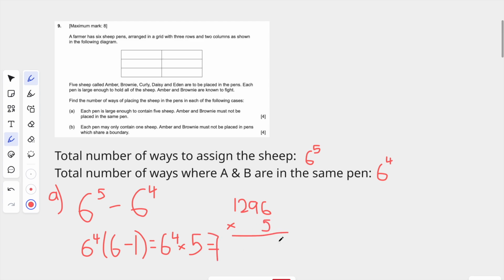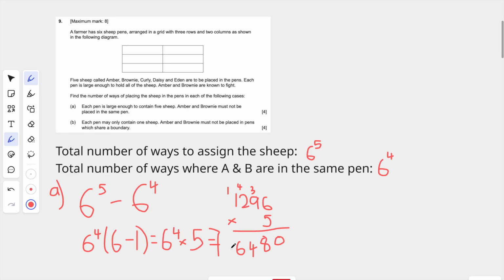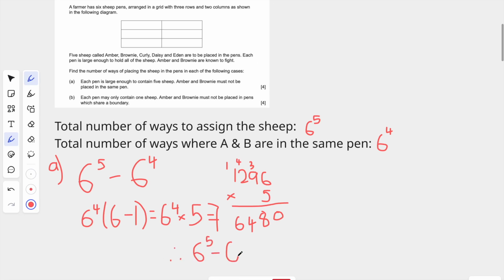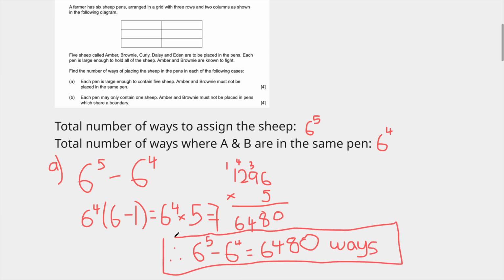by 5 by hand. 6 times 5 is 30, so we put 0, and carry the 3 to 5 times 9, which is 45 plus 3, which is 48, so we put 8 down next and carry 4 to 5 times 2, which is 10 plus 4, which is 14, so we put 4 down next and carry the 1 to 5 times 1, which is 5 plus 1, which is 6, and put 6 down as the final digit. As a result, the final answer to Part A is 6,480.